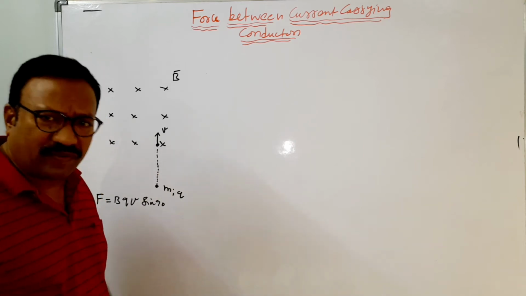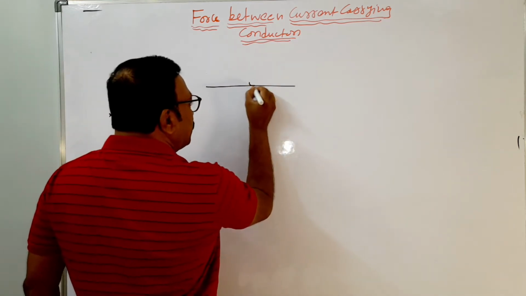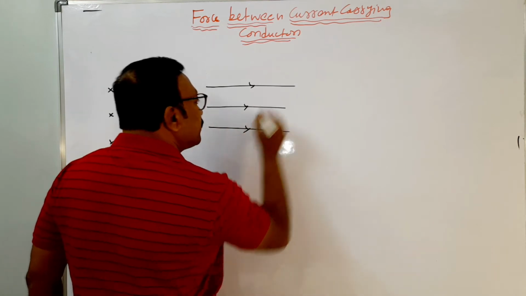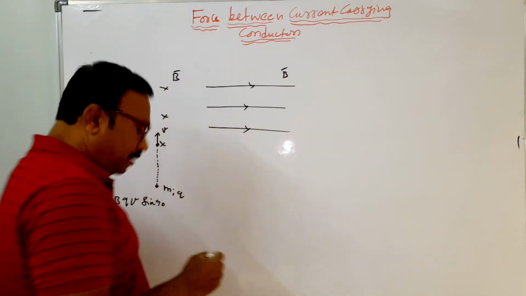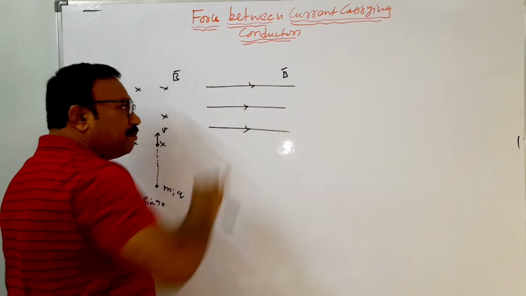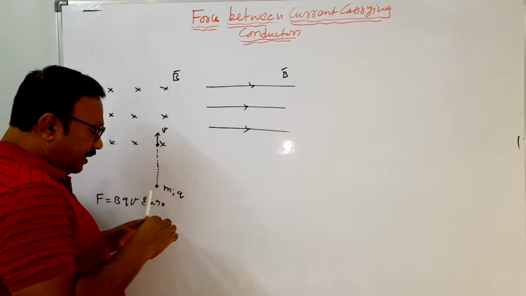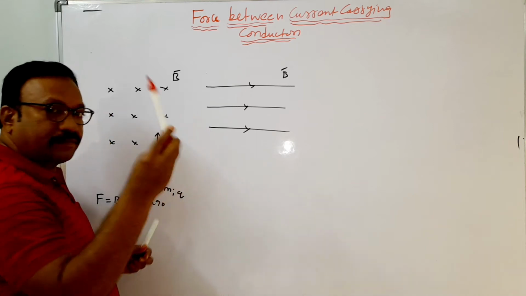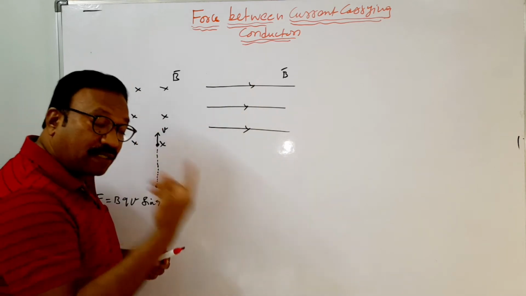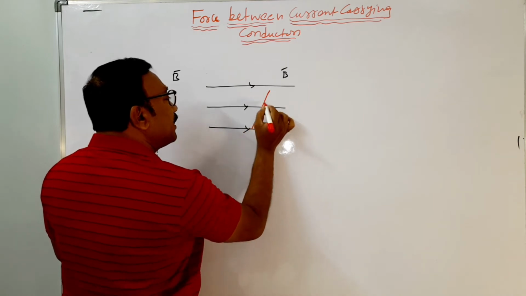The next thing you have to know: consider a magnetic field here, B bar. In the previous case, the magnetic field was into the board. Now the magnetic field is parallel to the board, that is, from left to right. Now a current carrying conductor is kept in the magnetic field. This conductor also experiences a force. See, this is a current carrying conductor.